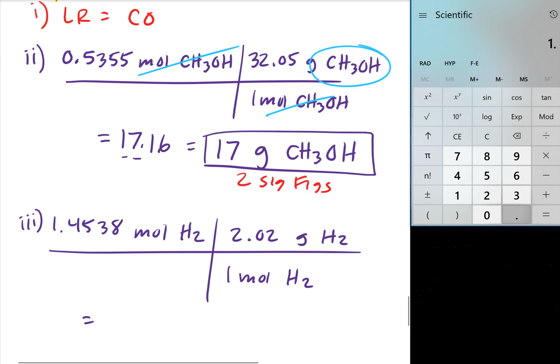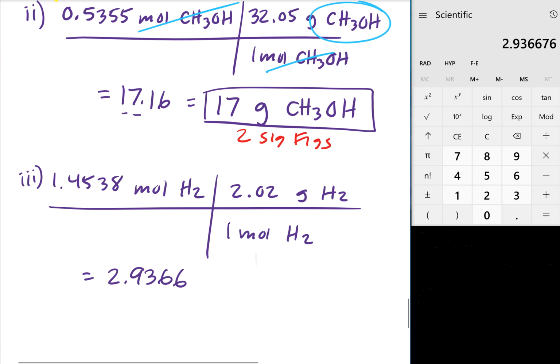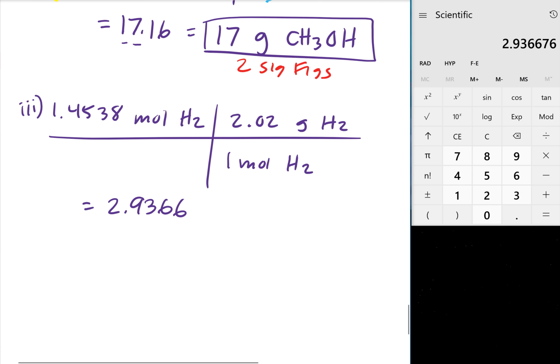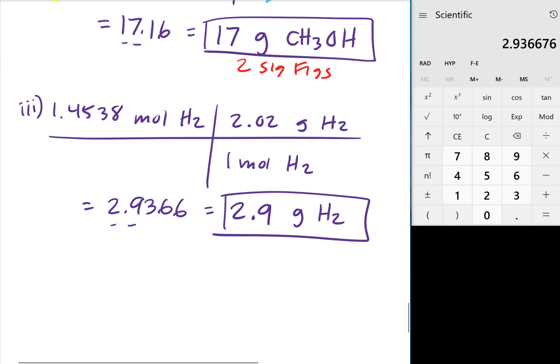So 1.4538 times 2.02. I get 2.9366 in the calculator. And we're going to round this again for two significant figures. 2.9 grams of hydrogen remain in excess, and that is rounded to 2 sig figs.